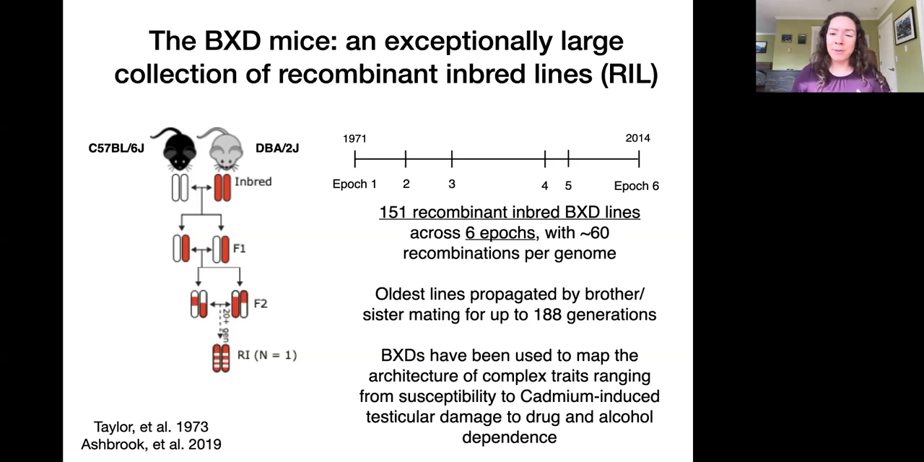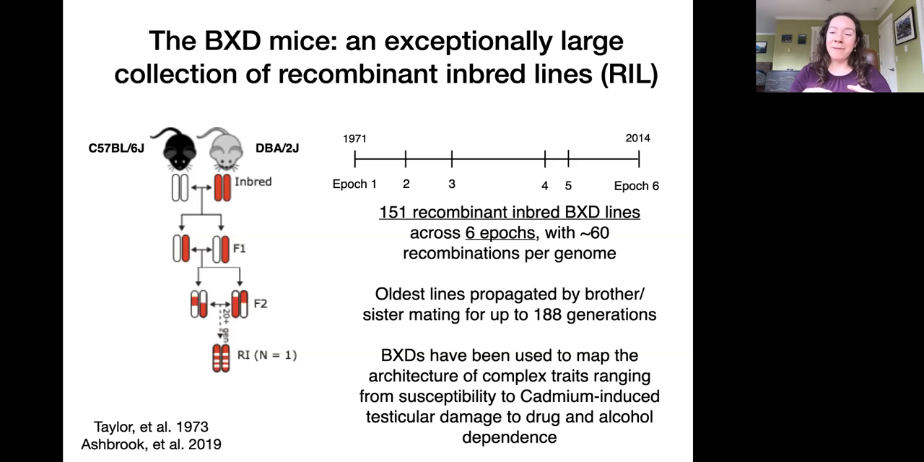And this proved to be so useful for quantitative trait locus mapping that 5 more cohorts of these B by D mice were founded in later years, up until the most recent cohort being founded just a few years ago in 2014. And as I alluded, the reason that these cohorts keep getting maintained and expanded is that they're very useful for mapping the architecture of complex traits.